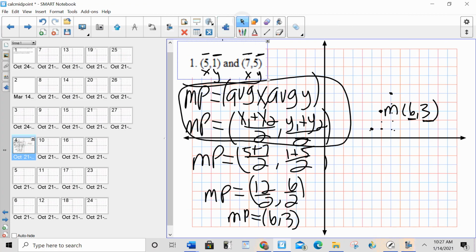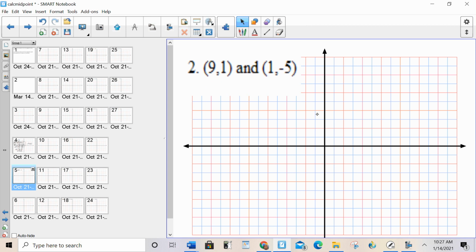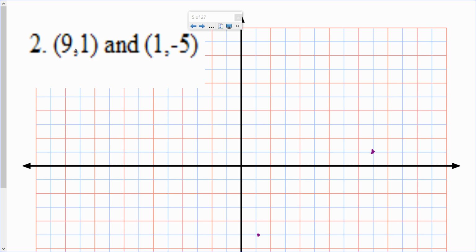Let's use a different color. Actually, I think I need to probably make it bigger because it's so little. 9, 1, and 1, negative 5. 2, 4, 6, 8. 2, 4, 6, 8, 9, 1. And 1, negative 5. Now, again, we don't need the graph for this, but it's helpful to visualize it.